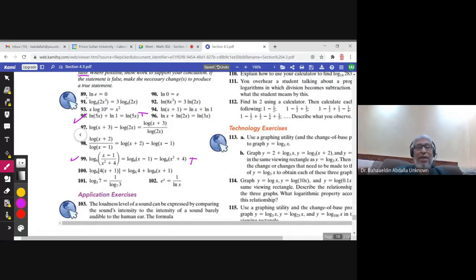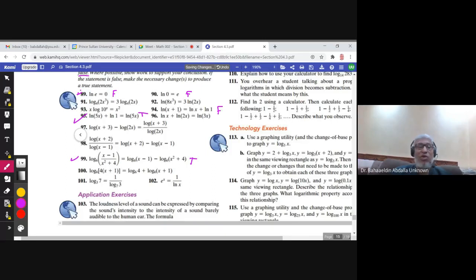For example, 89 is not correct. This is false, because ln e is not 0. ln e is 1. This is also not correct. This is false, because ln 0 is not defined. Okay. You can check, for example, 94. 94 is false. It's not correct.